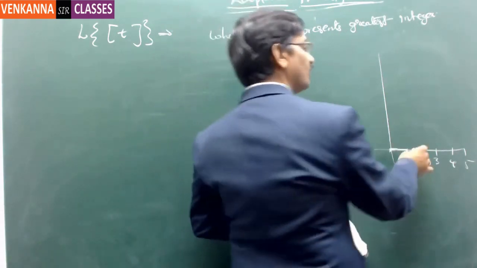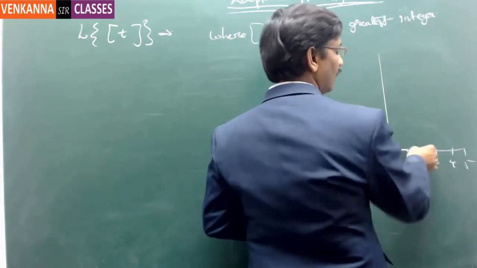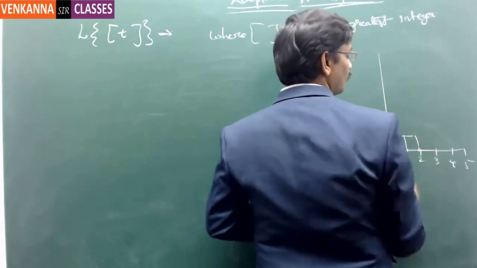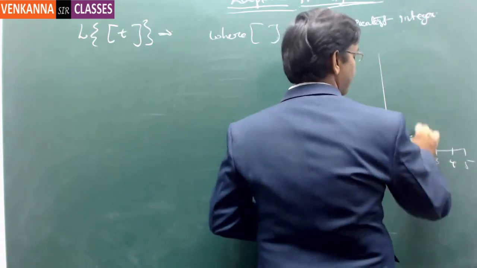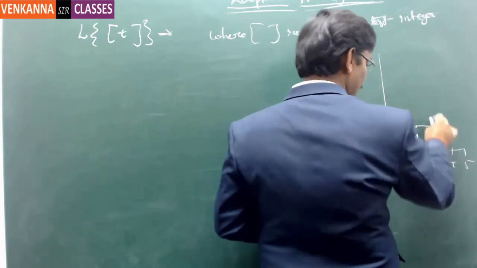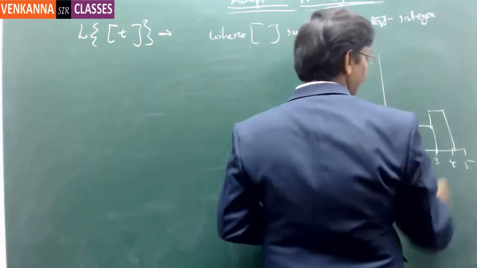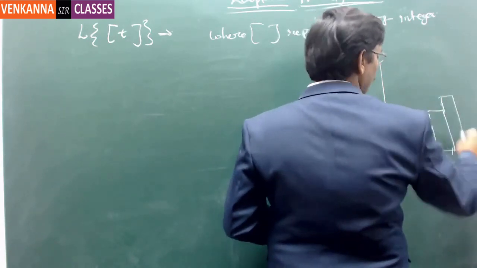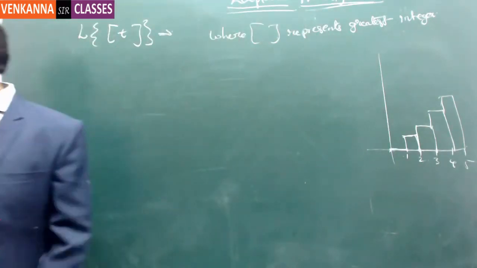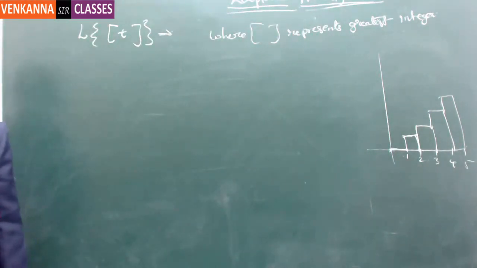And whatever value you consider in between 1 and 2, the greatest integer value is always plus 1. So, this is plus 1. And from 2 to 3, it is always plus 2. Here this is always plus 3, and this is always plus 4. So this is how the curve will be. That's why it is called a step, so it's like a step, that's why step x.